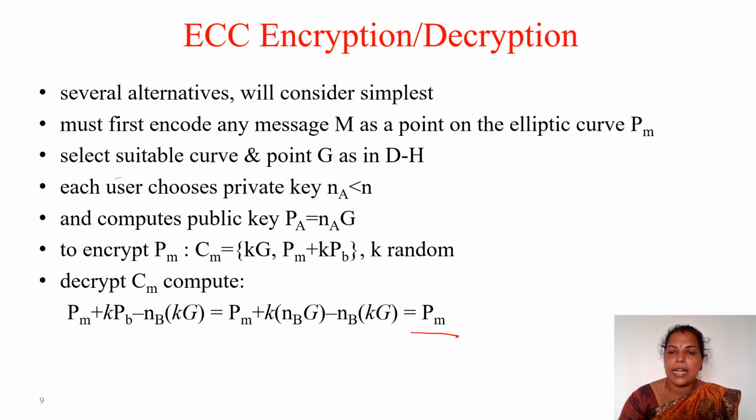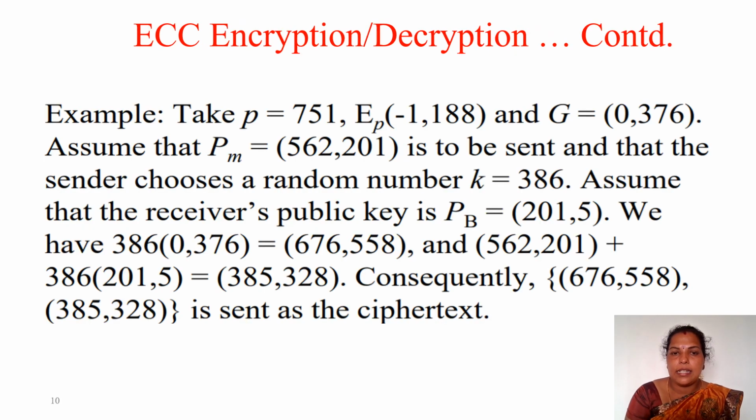So the encryption and decryption process in elliptic curve cryptography works on this principle. It is similar to that of Diffie-Hellman. The only difference is, instead of the Q value and the alpha primitive root of Q, we have to select a suitable curve and point G, and we perform the encryption as well as decryption process. Let us see one small example of how this encryption and decryption is performed.